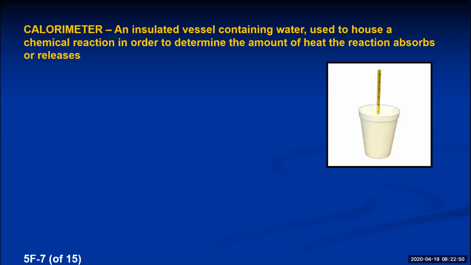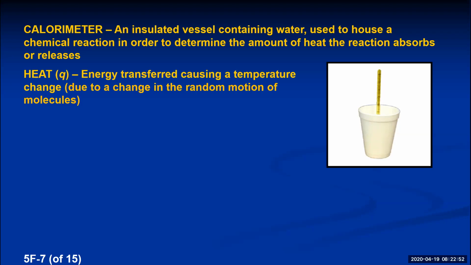The use of a calorimeter is to try to determine how much heat is transferred away from the reactants or to the reactants to make a reaction occur. Heat is abbreviated in physics by a lowercase q, and it's the energy that is transferred causing a temperature change. So if a reaction is exothermic and the reaction is occurring in this styrofoam cup calorimeter, then the reaction is giving off energy to its surroundings, which will be the water in the styrofoam cup. So the water will start to heat up as the energy is transferred to it.